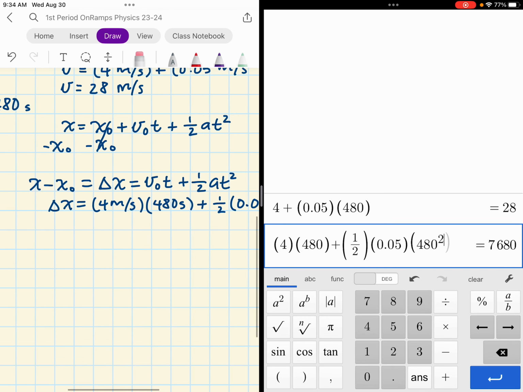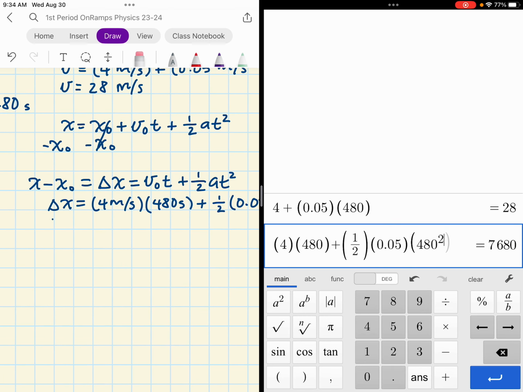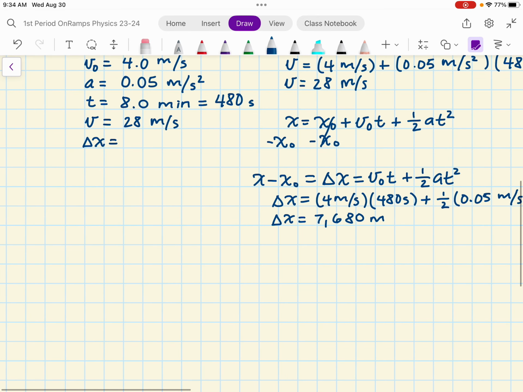7,680. We know that the unit for displacement is meters. So delta x is 7,680 meters. Okay. So we have our displacement. That's part 1.